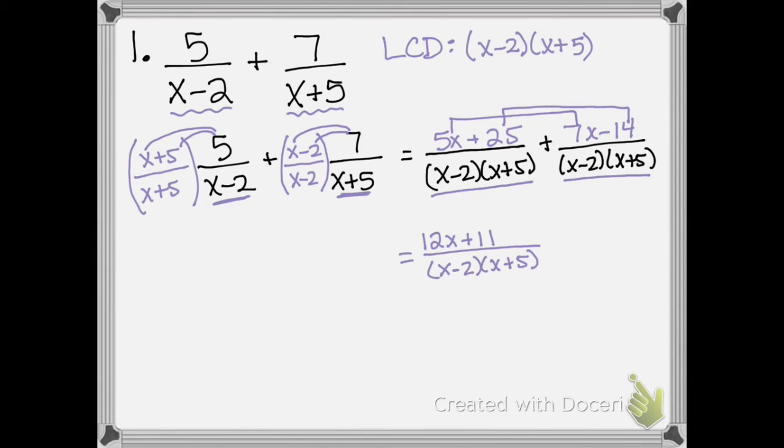Now I would check to see if you could factor the numerator, but 12 and 11 don't have any common factors, so that's all that we can do. The denominator is your choice. If you want to leave it like that, you can. Or if you want to distribute, you can distribute and leave it as 12x plus 11 over x squared plus 3x minus 10. It's your choice.